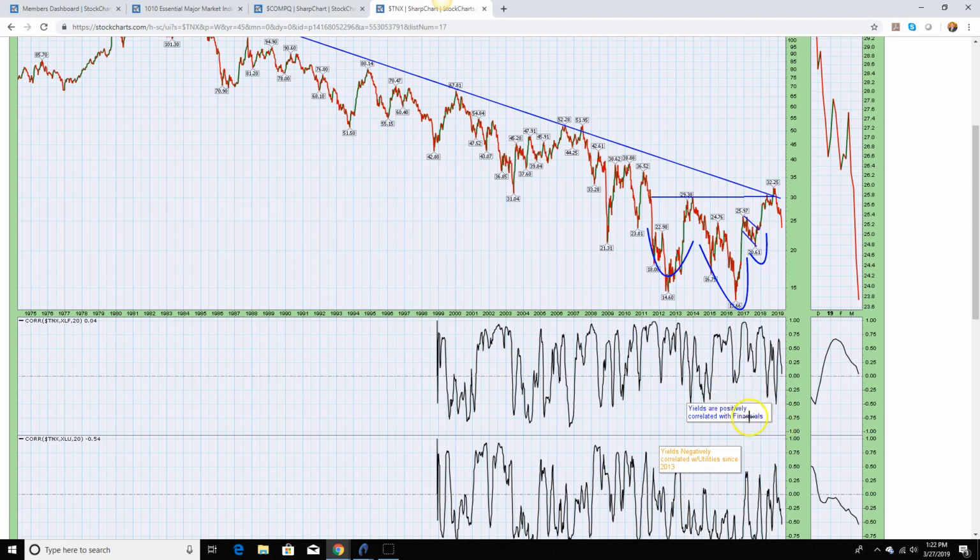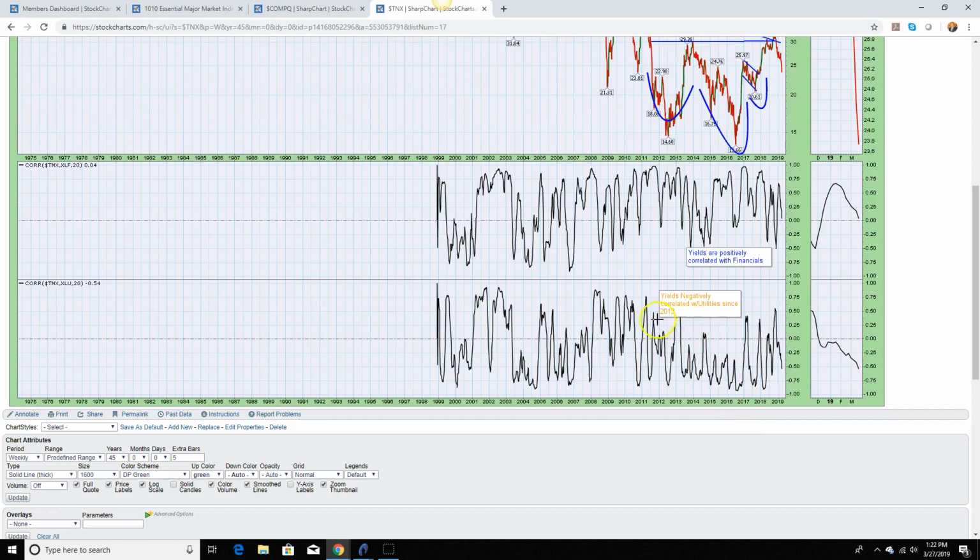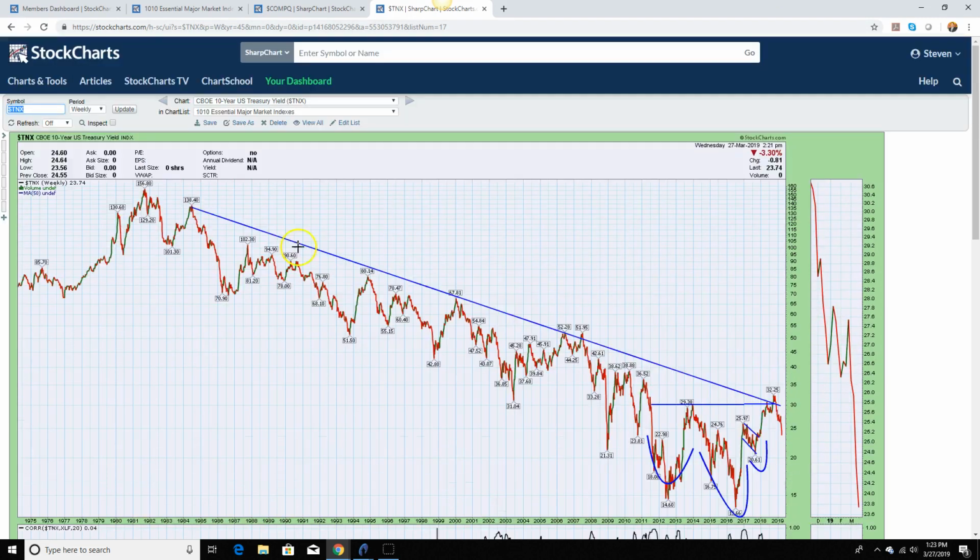We're going to look at that because financials are weak right now. And yields are negatively correlated with utilities. So utilities are very strong right now. We're going to look at that because the yields are rolling over. So there's a negative correlation. They typically move in the opposite direction.